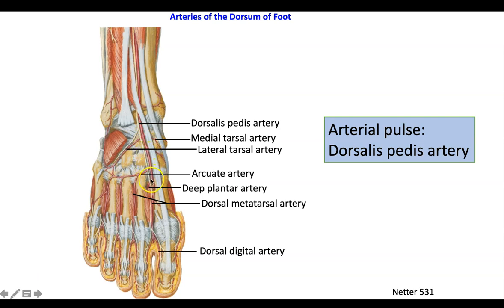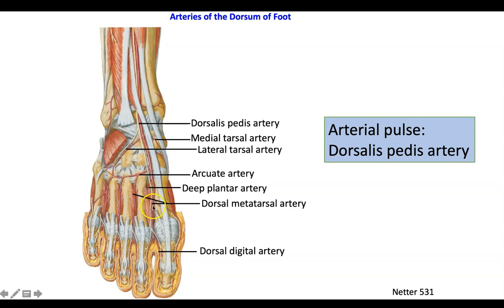And this dorsalis pedis artery divides into two terminal branches in between the base of the first and second metatarsal bone. One is the deep plantar artery, another one is the first dorsal metatarsal artery. The deep plantar artery passes in between the first dorsal interosseous muscle, and it goes deep to the sole or plantar surface of the foot. And the deep plantar artery participates in the sole of the foot in the formation of the deep plantar arterial arch.